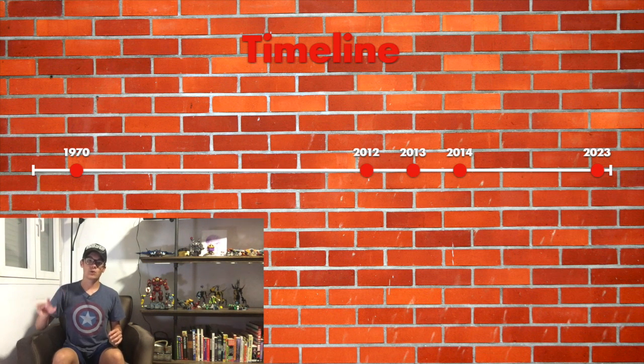But then 2012 through 2014 are the three different points of time that they go into when they time travel to get the Infinity Stones, because they need to get the Infinity Stones in order to undo the snap that Thanos had done. This is what it looks like.